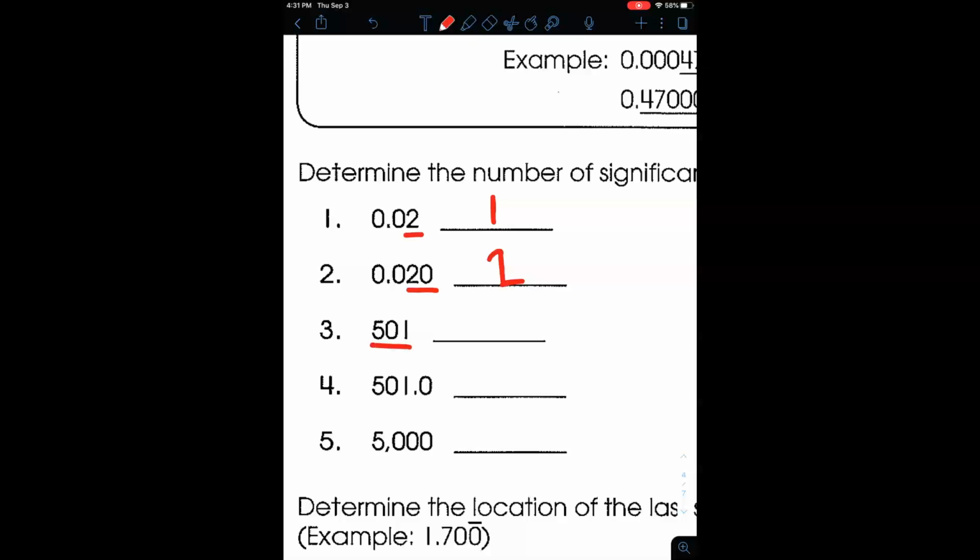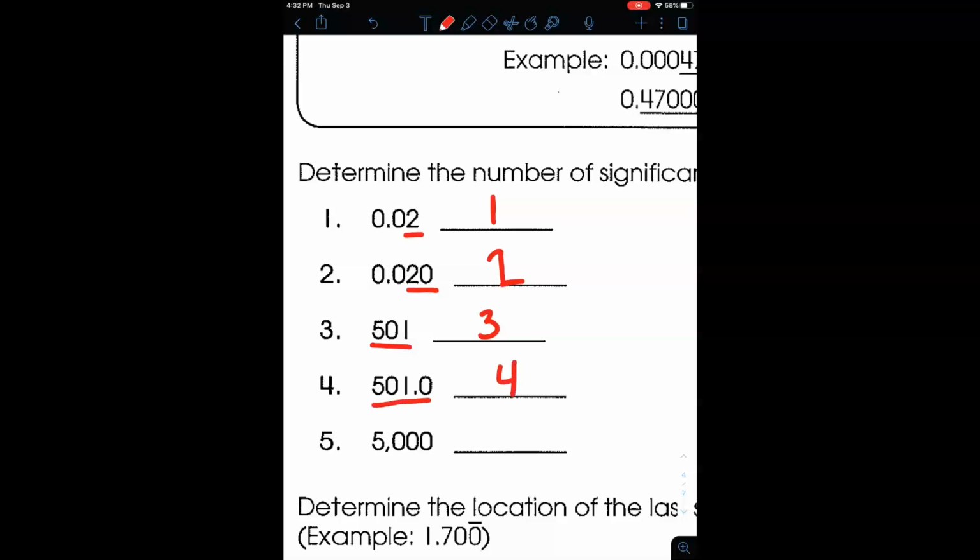For this one here, 501, that's 3 significant figures, because obviously 5 and 1 are significant always, and then the 0 sandwiched in between makes that one also significant. Then if we look at 4 here, 501 and 501.0 are the same number, just shown in 2 different ways. And of course, by putting that 0.0, we also make that a significant value. So there's 4 of those there.